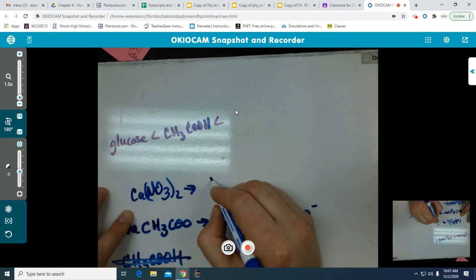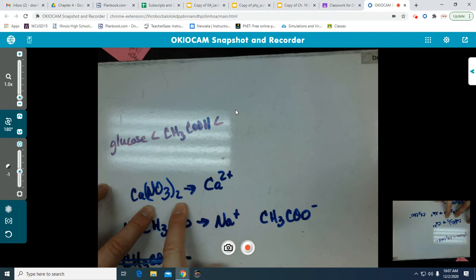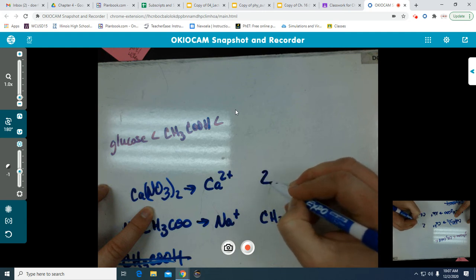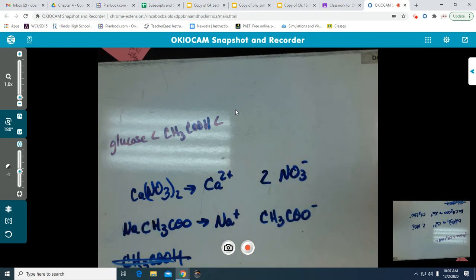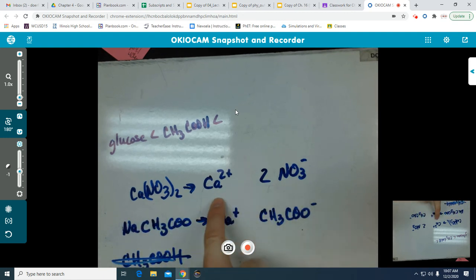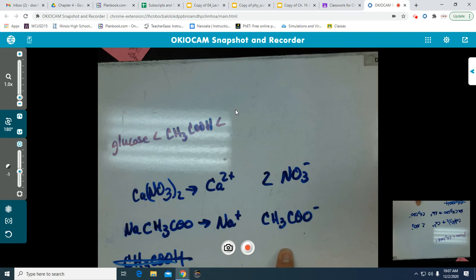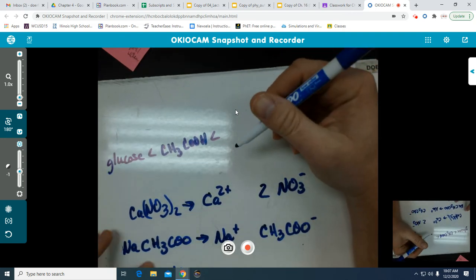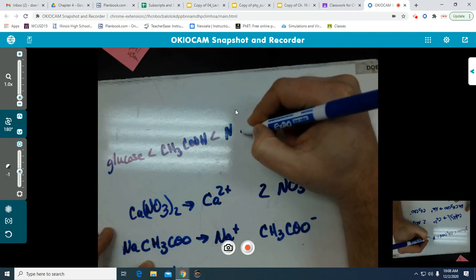For calcium nitrate, if we look here, we have 1 Ca2 plus, but then we have nitrate that has a subscript of 2 on there. So that breaks into 2 NO3 minuses. So when calcium nitrate breaks down, it actually breaks down to 3 ions, 1 calcium and 2 nitrate. Sodium acetate only breaks down into 2. So that would mean that because sodium acetate has fewer ions, it's going to have a lower conductivity.